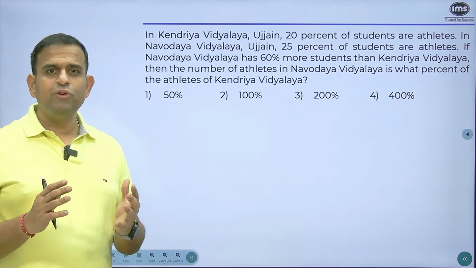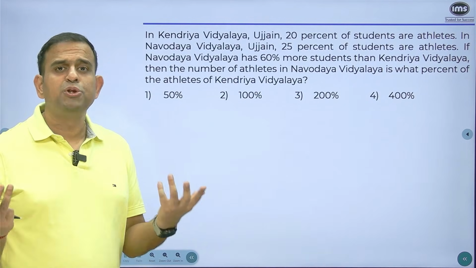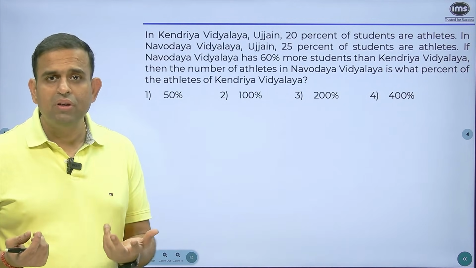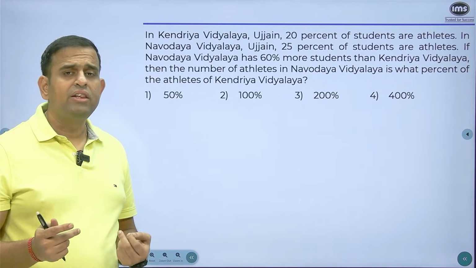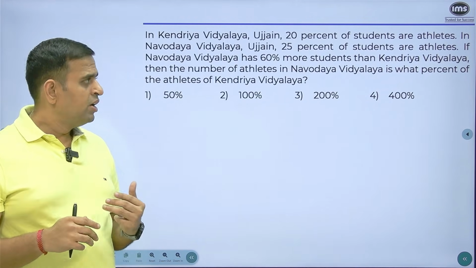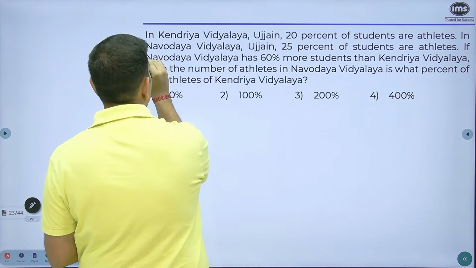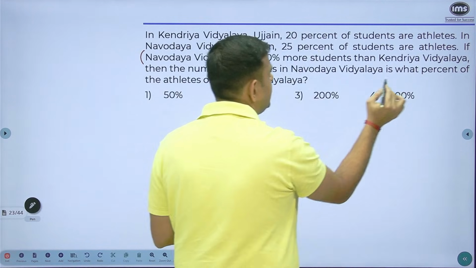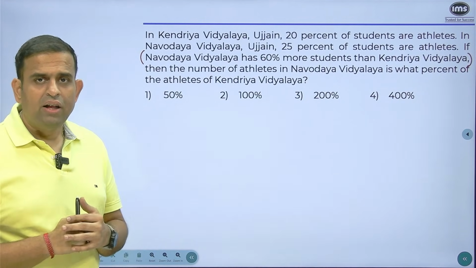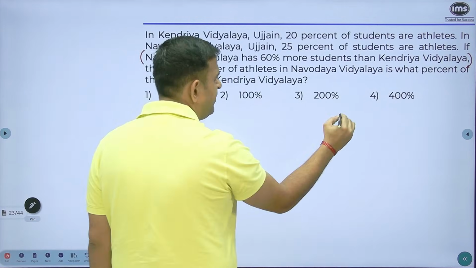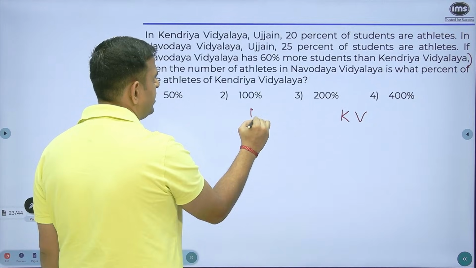So again, one of the very important parts of this particular question is that nowhere have they given the absolute numbers. The number of, let's say, students in Kendriya Vidyalaya, Navodaya Vidyalaya, or the number of athletes. The thing is, it doesn't really matter. So what I will do is focus on this sentence. The number of students in Navodaya Vidyalaya is 60% more than that of Kendriya Vidyalaya. I will take the help of that, and maybe I will write here KV, and I will write down here NV, Navodaya Vidyalaya.